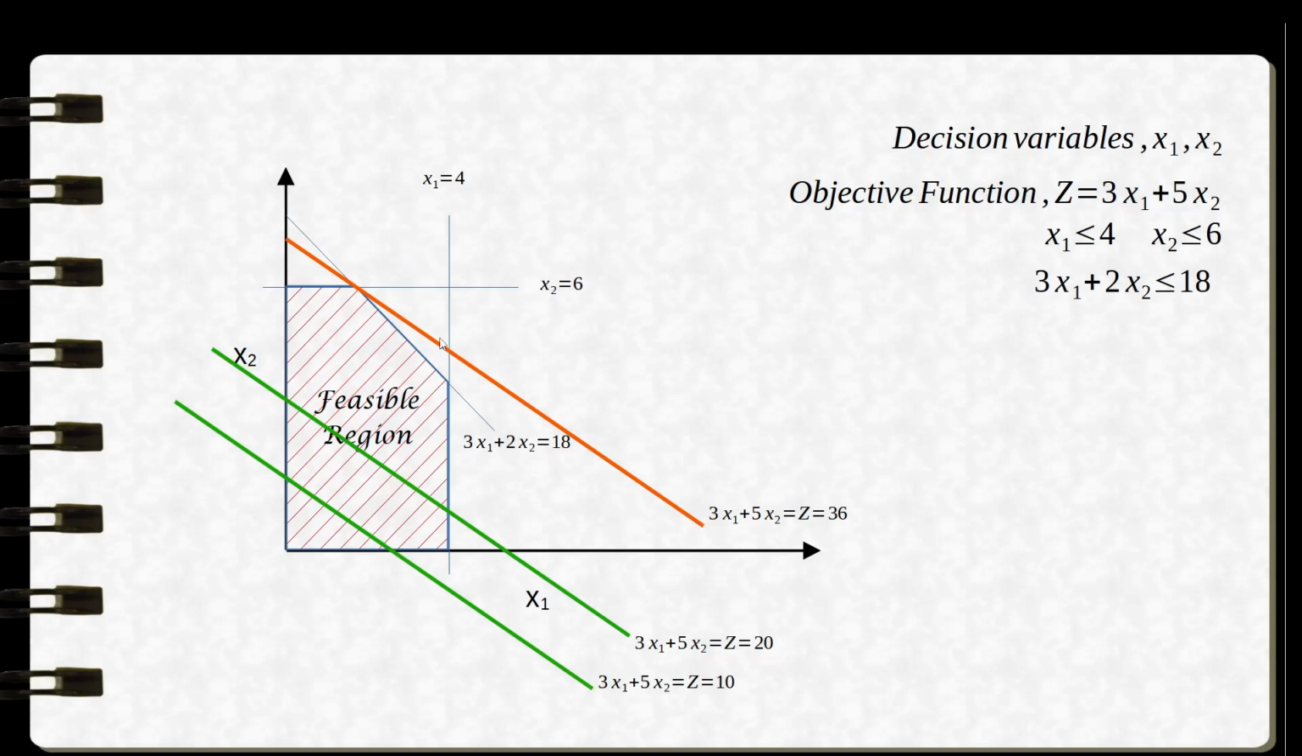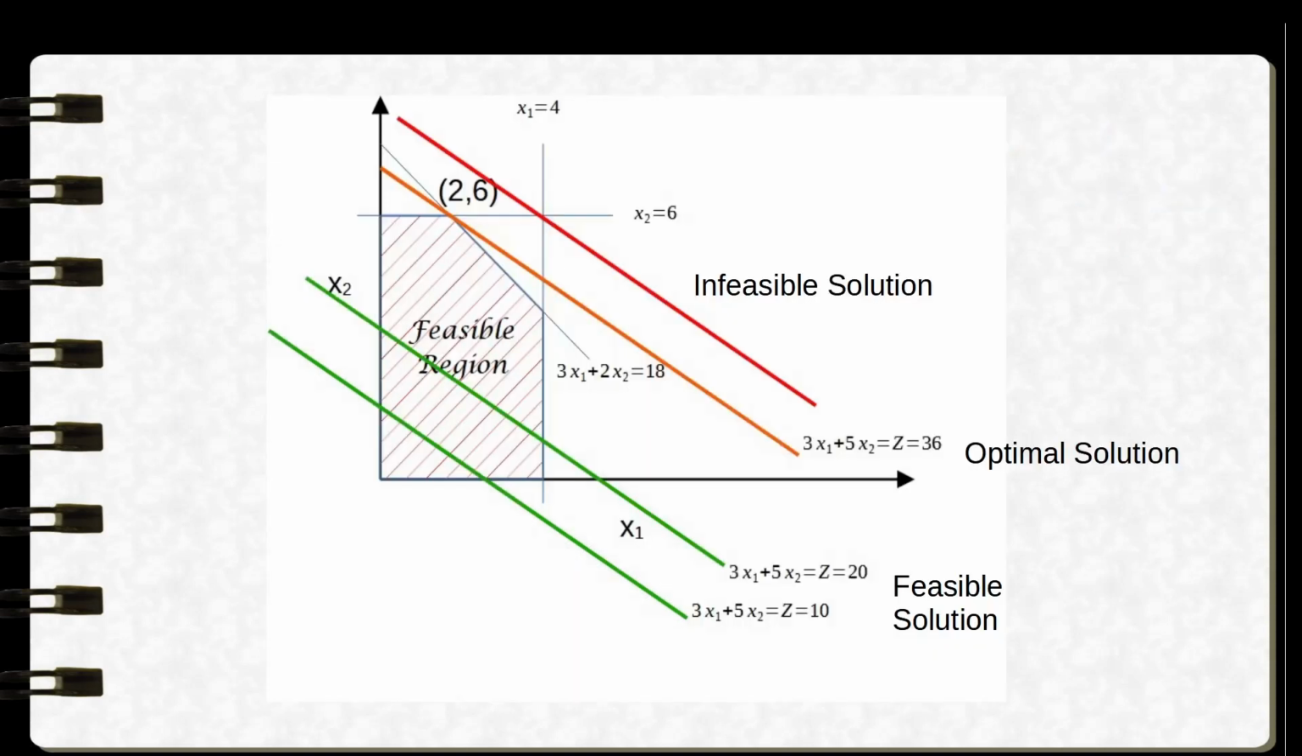Now, why would it have been an infeasible solution? Let's look into it. So, of course, here the corner point is 2, 6. Now, 2 multiplied by 3 plus 6 multiplied by 5 gives you 36. So, let's have a look at it. What is a feasible solution? What is an infeasible solution? And what is an optimal solution?